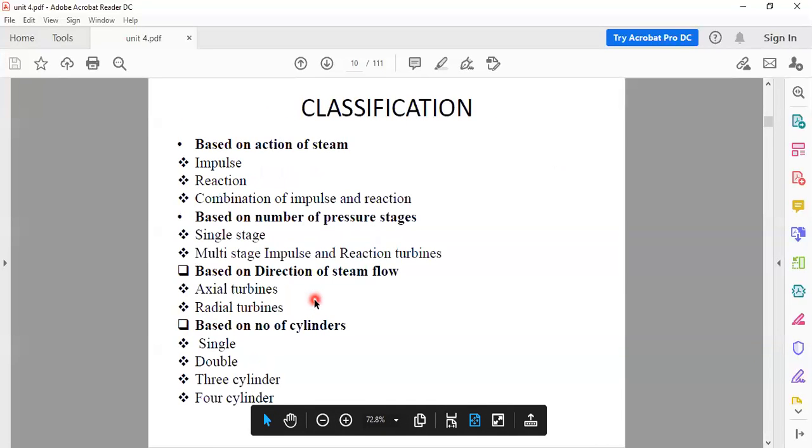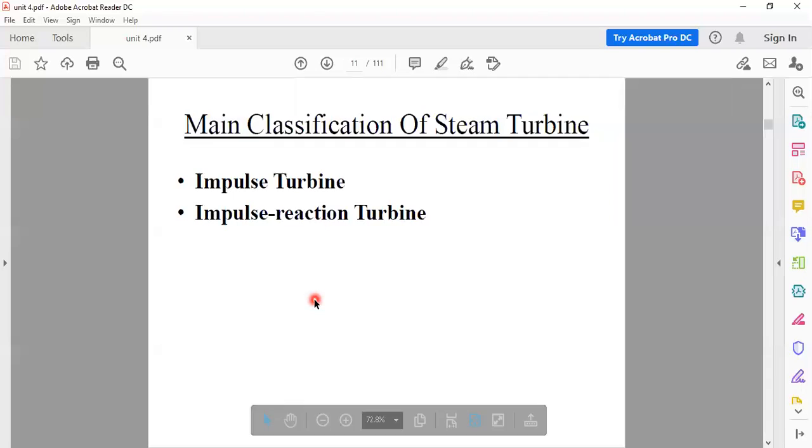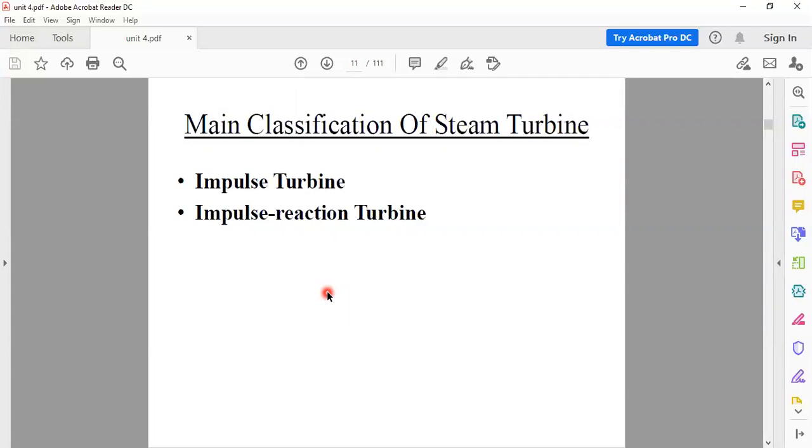Now, the main classification of steam turbine: impulse turbine and impulse reaction turbine.